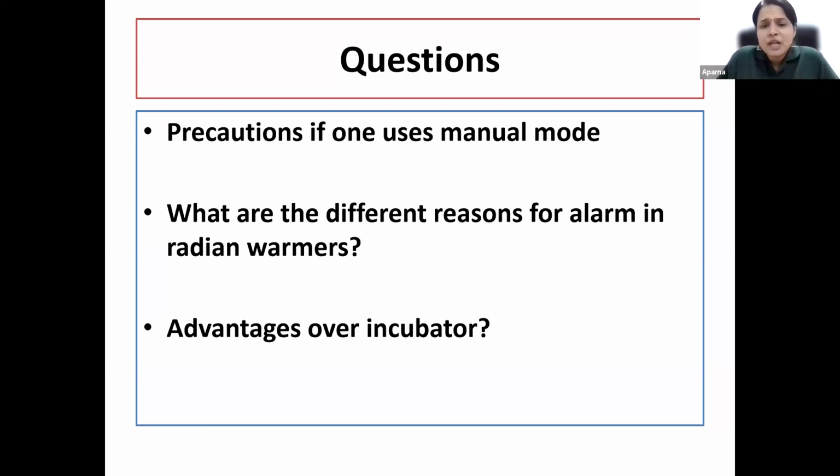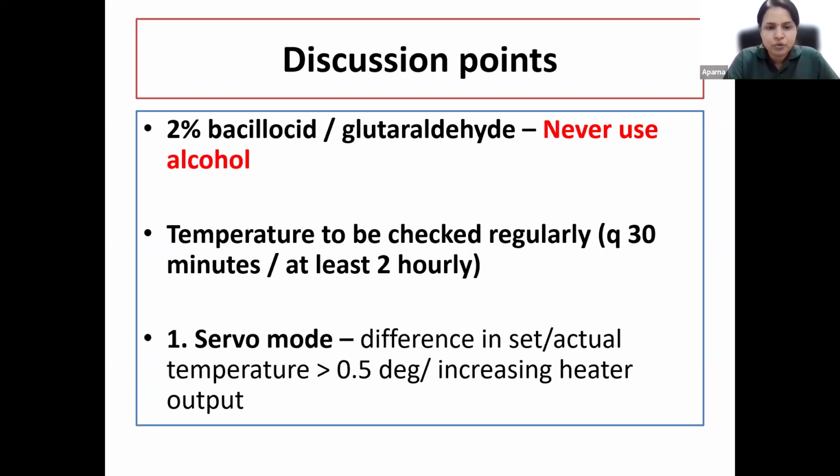Next question is, what are the different reasons for alarm in the radiant warmer? There are multiple reasons for alarm. The common reasons are failure of the heater element in the radiant warmer, where the heater element becomes dysfunctional. Failure of the probe, the temperature sensing probe that is connected to the baby. Sometimes there can be alarm due to power failure. There are some other alarms which I'll show you.